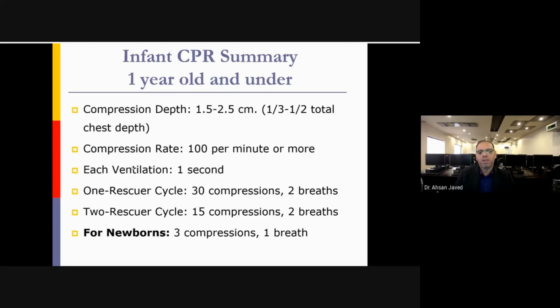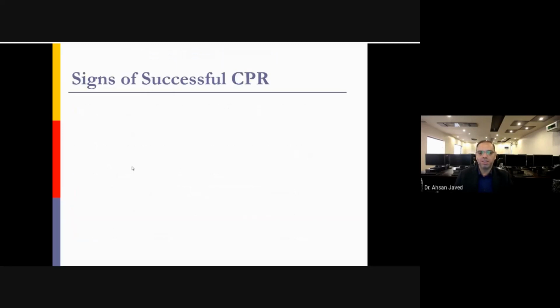For newborns, 3 compressions, 1 breath, 3 compressions, 1 breath, 3 compressions, 1 breath, because their brain is very sensitive to lack of oxygen, so they need more oxygenation as a result.